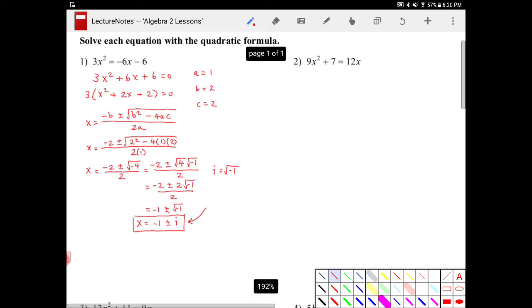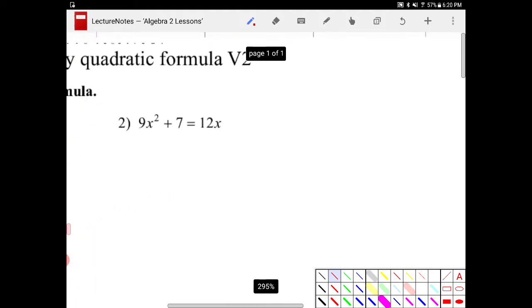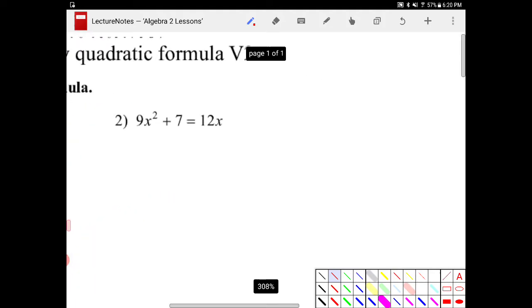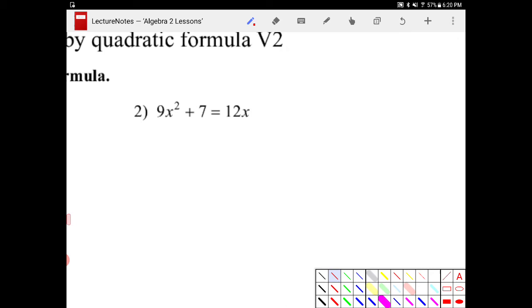So let's take a look at another example. So I have 9x squared plus 7 is equal to 12x. And what we want to do is again bring everything over to one side and arrange it in standard form.